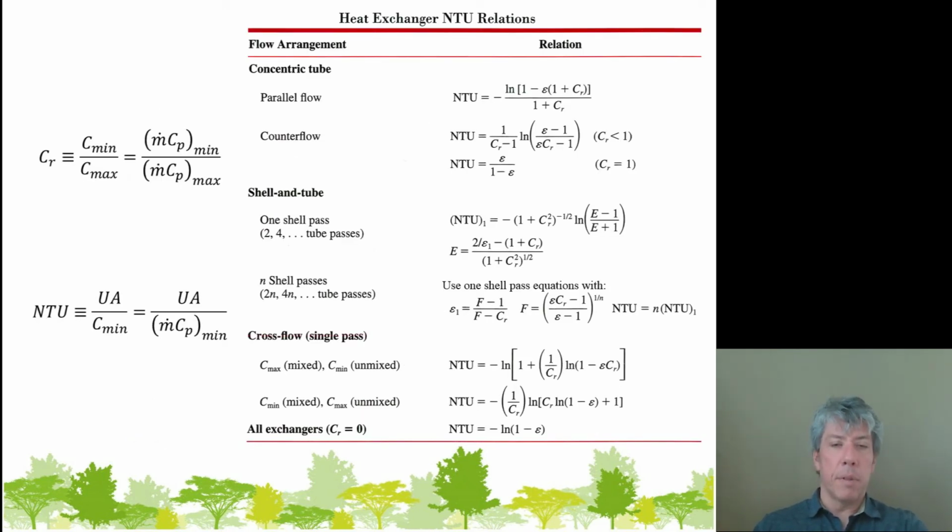Here's the similar table from the other text that I referenced for you to look through. Notice the symbols are a little bit different. These authors use C sub R for the capacity ratio. I think that's probably a good idea. Unfortunately, our author does not.